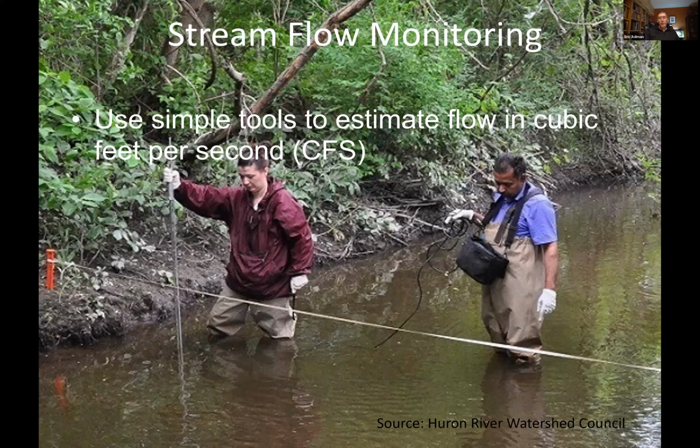This year, we're adding stream flow monitoring. And so this is basically using simple tools to estimate the flow. Typically, what you do for this is you measure the width of the stream at a given point, and then you measure the depth at a couple of different points, and you calculate a cross-sectional area. And you'll do that at a point upstream and a point downstream, and then you'll time how long an object takes to float down from the measured distance from the upstream to the downstream. And based on those numbers, you're able to calculate cubic feet per second. So that's something we're going to be learning how to do and practicing this year as well.